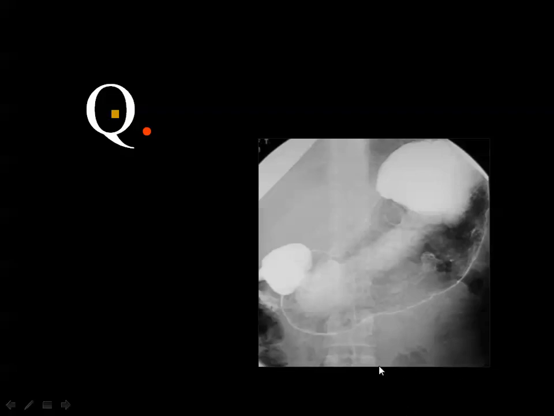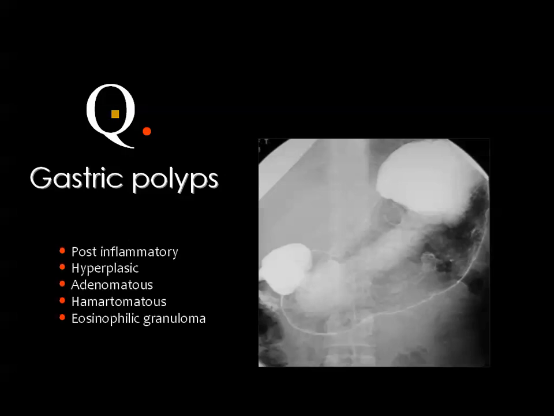And this is a double contrast barium meal, showing polyps in the stomach. The polyps in the stomach have a long list of differential diagnoses. The most common is hyperplastic polyps. Then you have adenomatous polyps, which are precancerous, and hamartomatous polyps, like those with Peutz-Jeghers syndrome and others. And also you consider that carcinoma may present as a polypoid filling defect. Also the gastric tumor can present like this. The differential diagnosis of gastric polyps includes hyperplastic, which is the most common, then post-inflammatory and adenomatous polyps, which are precancerous, hamartomatous polyps, and eosinophilic granuloma.